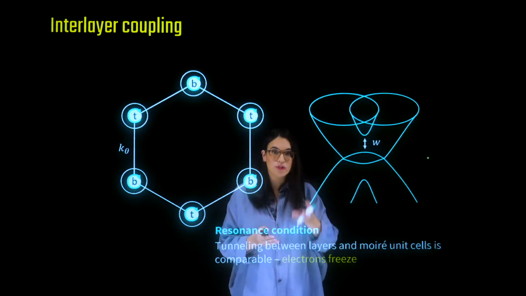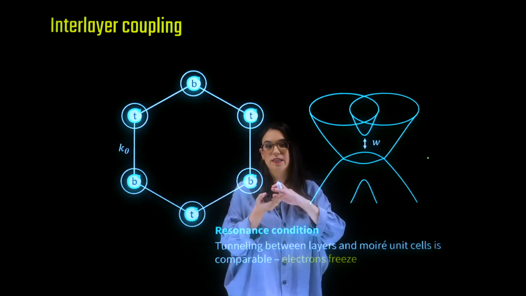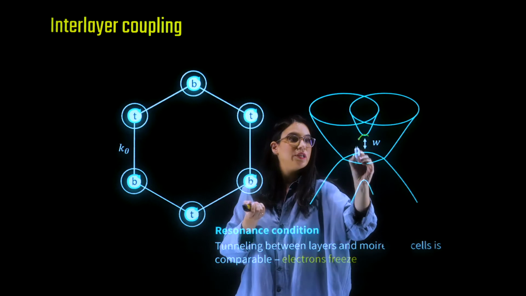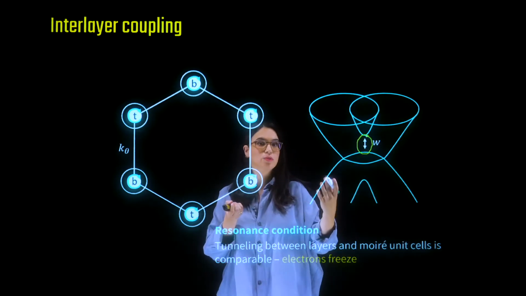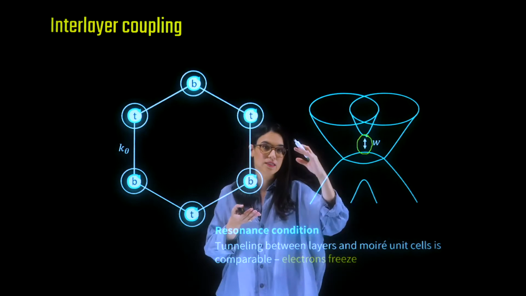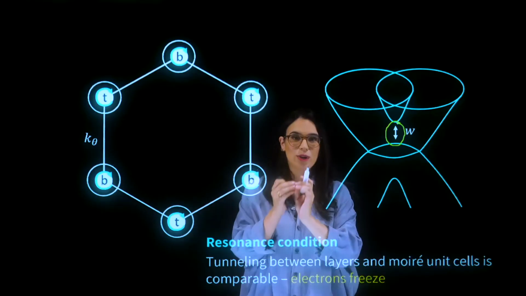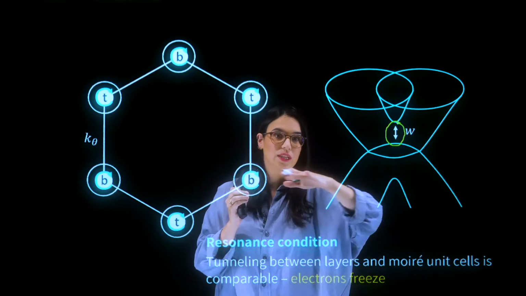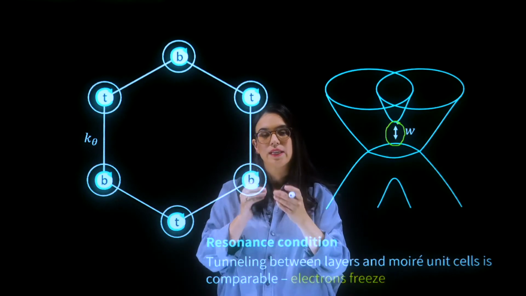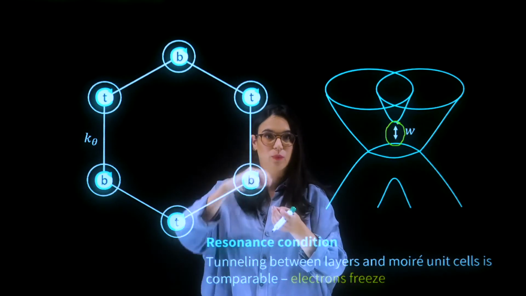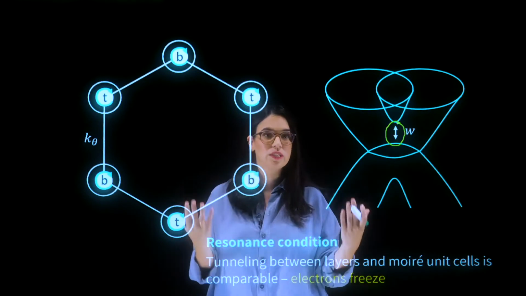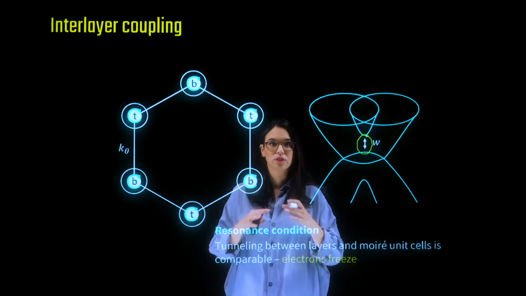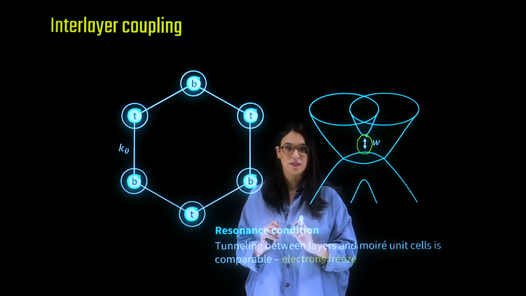Additionally, coupling between the two bands will mean that the two Dirac points will couple and split in energy. That means that there will be a gap opening that has to do with how much tunneling exists between the two layers. One of the energy scales is related to tunneling between different Moiré unit cells within the same layer. The second energy scale is tunneling between the top and the bottom layers. And we can imagine that there is a resonance condition that may appear due to destructive interference, particularly when these two energy scales are comparable.